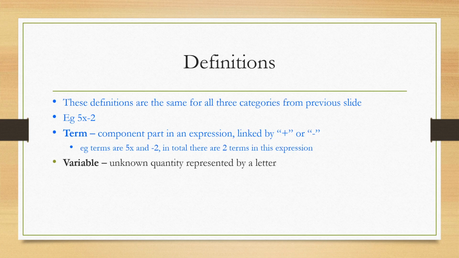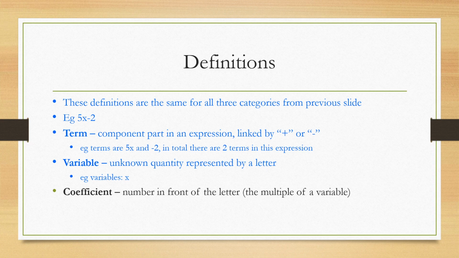Next is the coefficient. The coefficient is the number in front of the letter. So in other words, it's the multiple of a variable. So the coefficient is 5 because there's 5 times x minus 2. So the coefficient is 5.